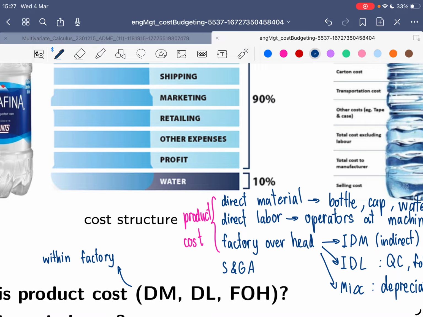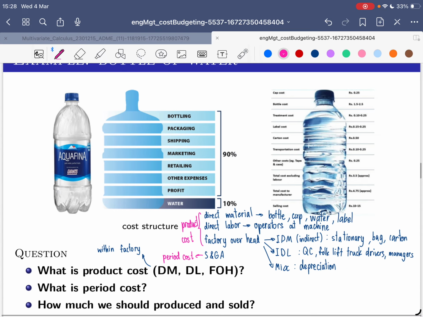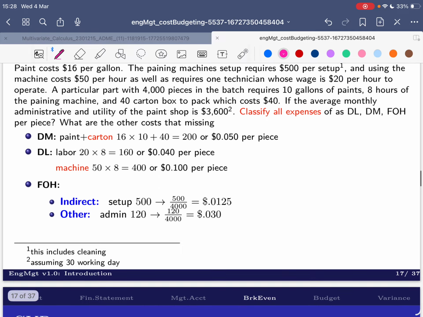So, from this example, I hope that first of all you can classify costs relating to manufacturing accounting. Then look at examples. This is the example, the real examples.